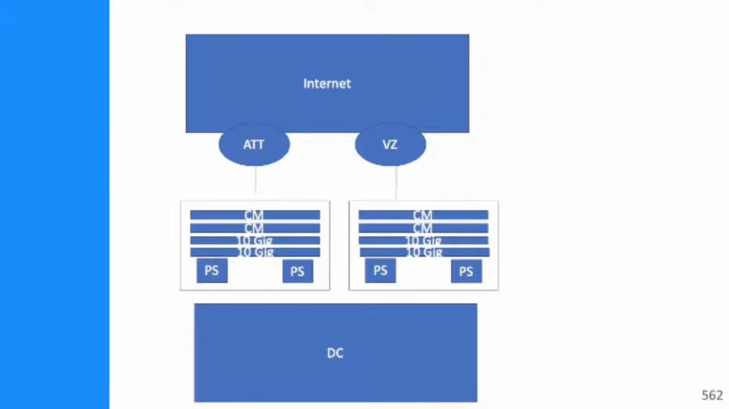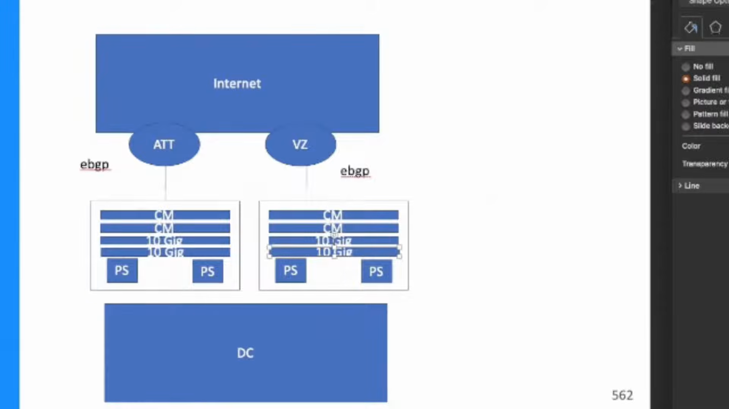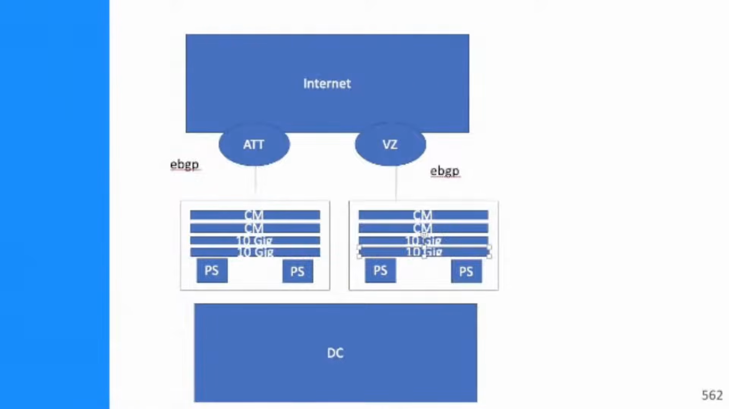So for this to occur, you're going to have to run eBGP over here, and to this router. And you're also going to have to run eBGP to this router. Now at this point, the router over here knows how to reach all of the routes in the internet through Verizon. And at this point, this router knows how to reach everything on the internet through AT&T, but do the routers know how to reach each other if their links go down? Of course not.